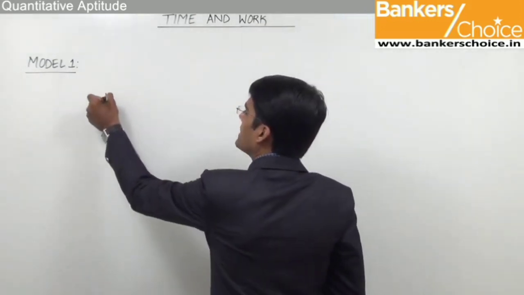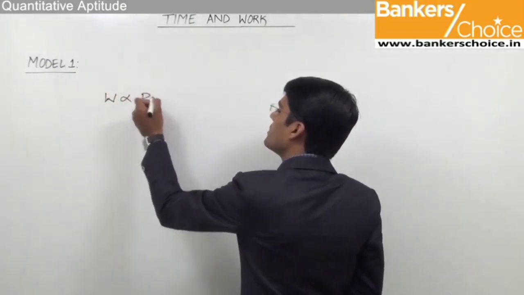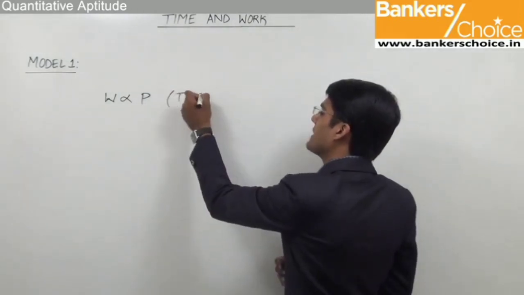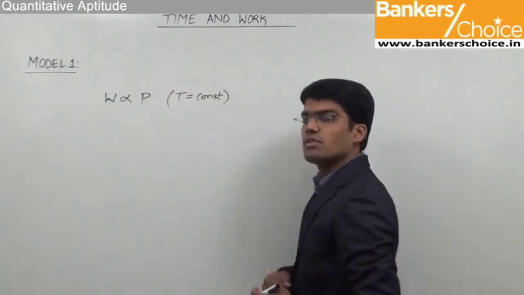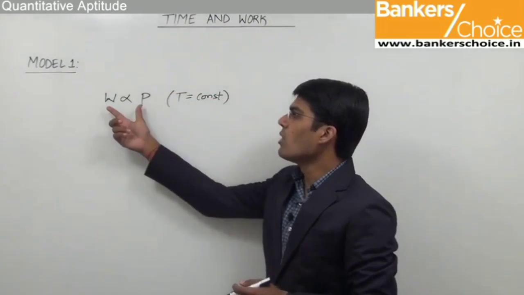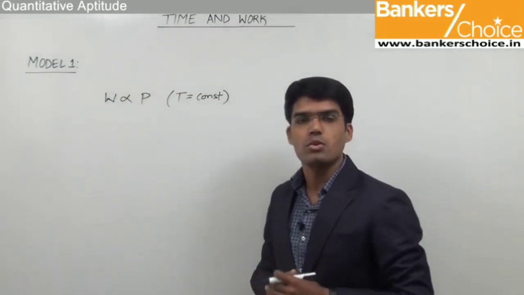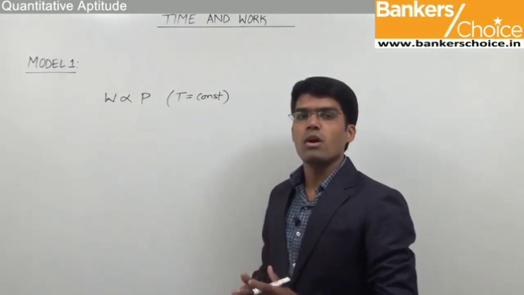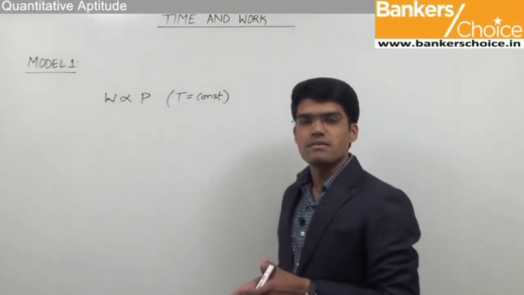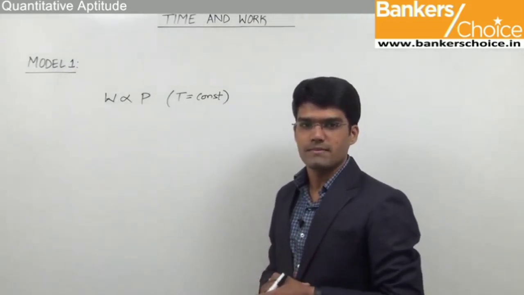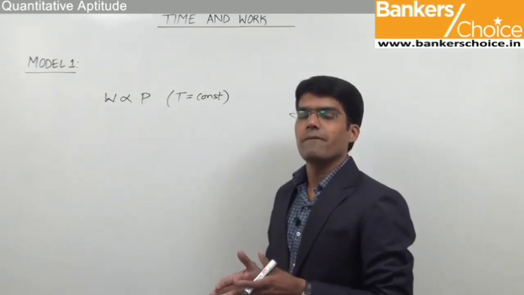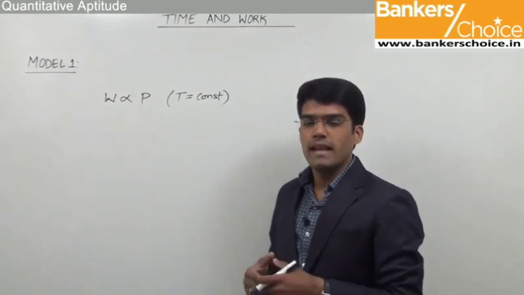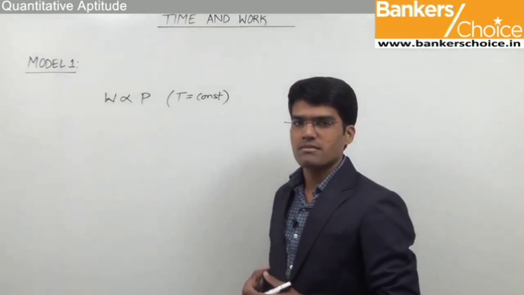Now we can say that the work done is always proportional to the number of persons doing the work if the time is constant. That means if the time is not changing, then the work is proportional to the number of persons doing the work. So when more persons are working together, the amount of work done will be more, and when fewer persons are working, the amount of work done will be less. Or in another way, if we need to do more work, more persons are required in a given time, and if you want to do less work, fewer persons are required for the same time.